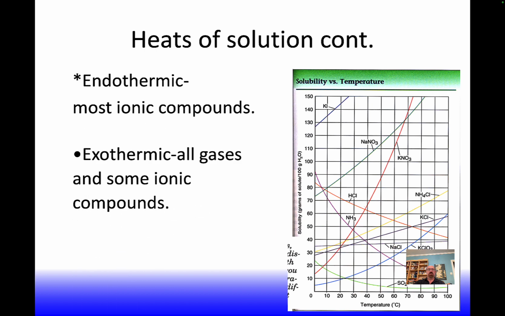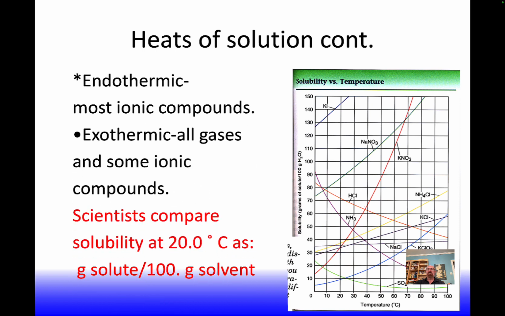Now, this is a solubility curve. So we've got temperature along the bottom. Again, this is just going to be water, so we're going from 0 to 100 degrees. And we're going to have solubility plotted along the y-axis. Solubility is measured in grams of solute per 100 grams of solvent. Since this is water, our solvent is water.